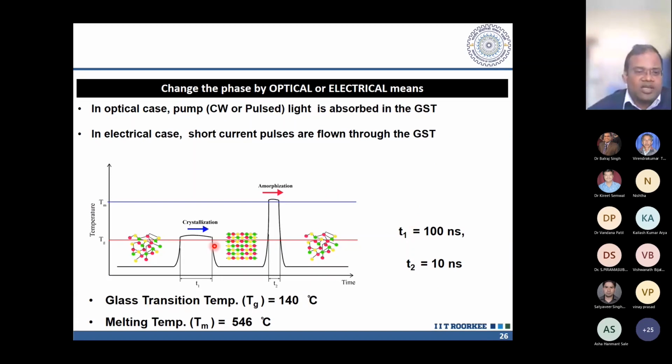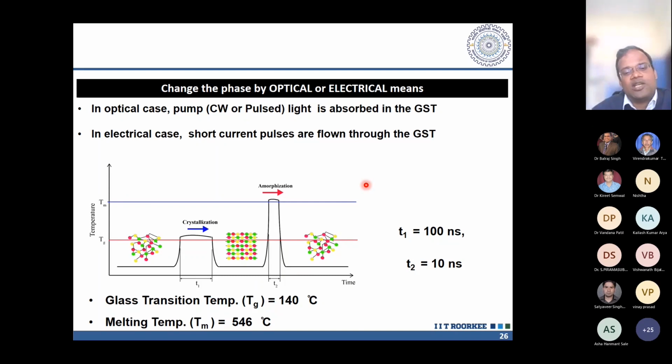So for change from amorphous to crystalline form, we need a bigger pulse. For change from crystalline back to the amorphous phase, we need a shorter pulse. So this is basically a melt quenching process. And typical times, so this is the T2 time, which is around 10 nanoseconds, and this is 100 nanoseconds. This is standard we have taken from the literature. Okay, more investigations are on to find out what can be the best time.